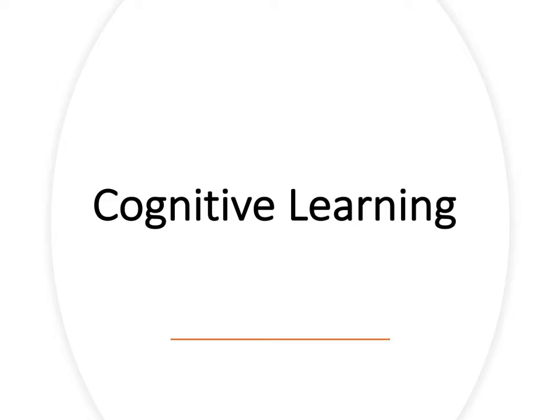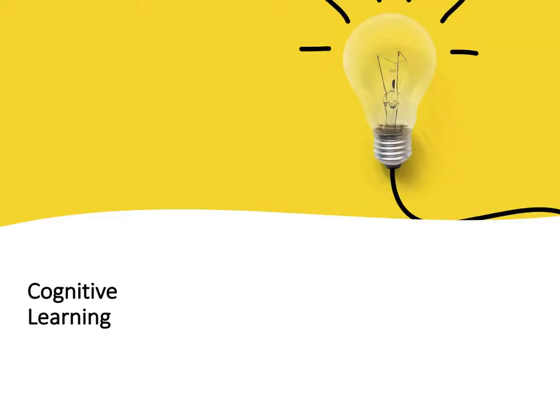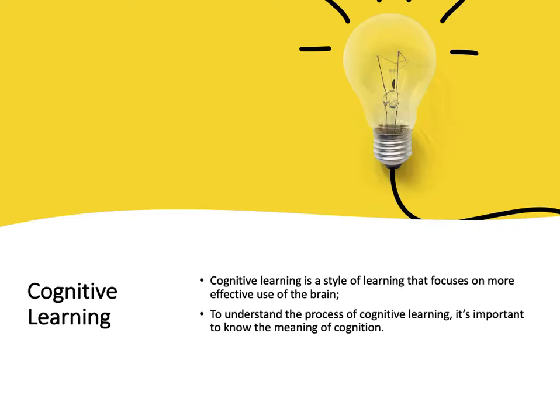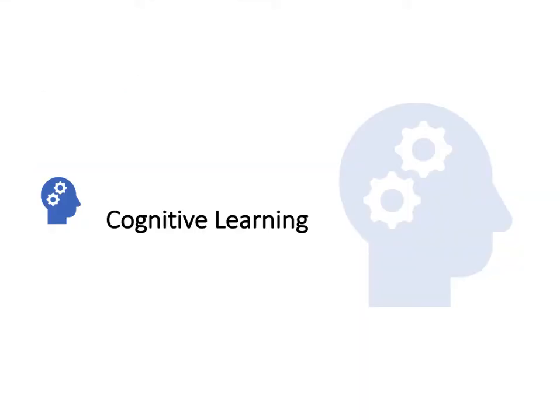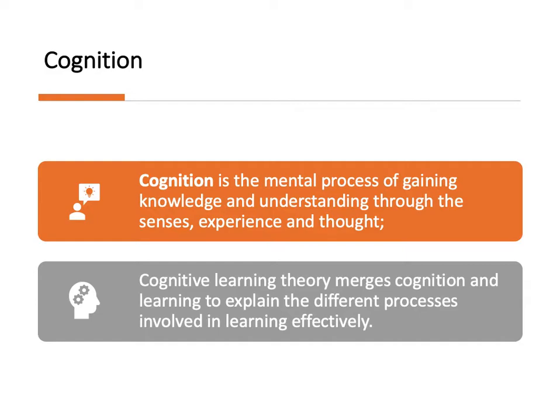Cognitive learning. Cognitive learning is a style of learning that focuses on more effective use of the brain. To understand the process of cognitive learning, it's important to know the meaning of cognition. Cognition is the mental process of gaining knowledge and understanding through the senses, experience, and thought.